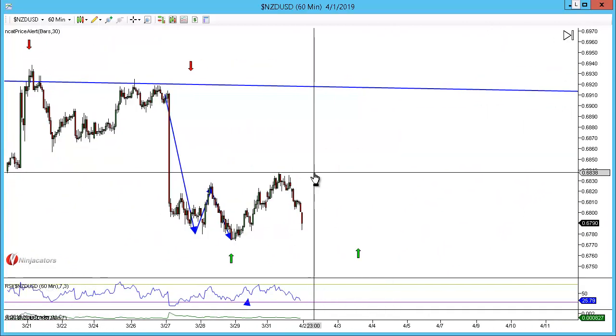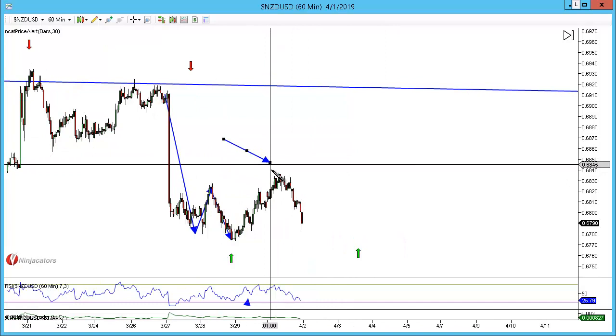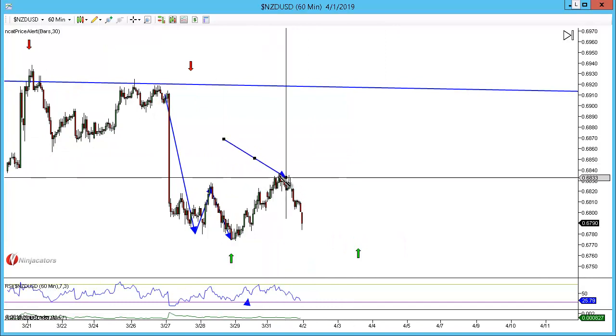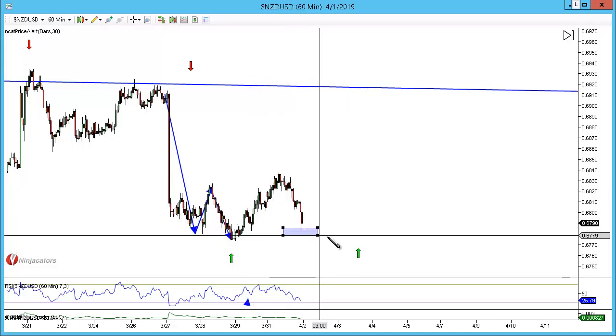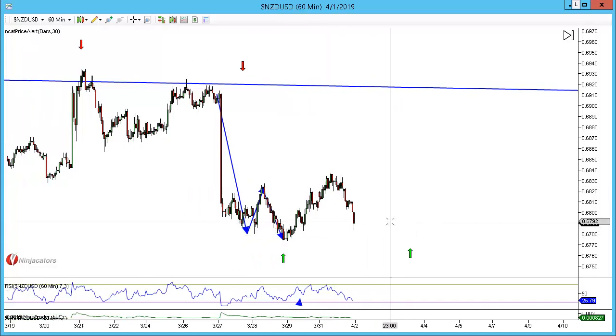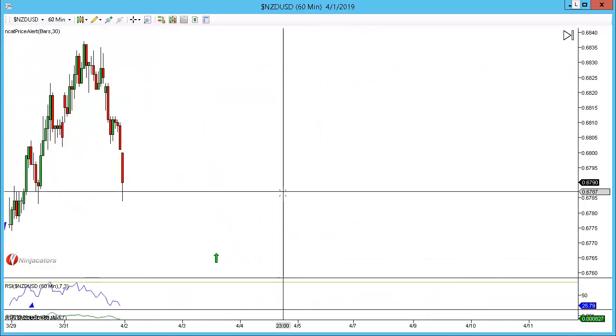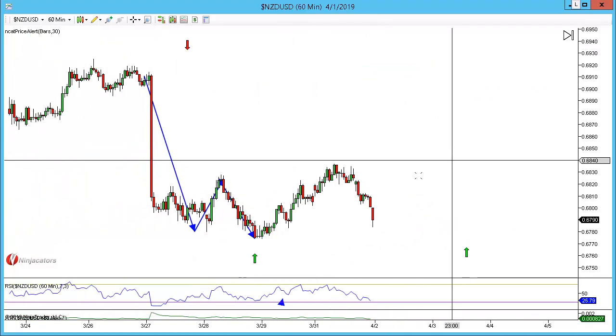So I either need an initial structure high here, which is what we have. This level here has violated the previous outside return. That means that we should be looking for a potential rotation. The other way would be in the form of a double bottom down here, but we've got the initial structure high. So what we now need is an entry signal.